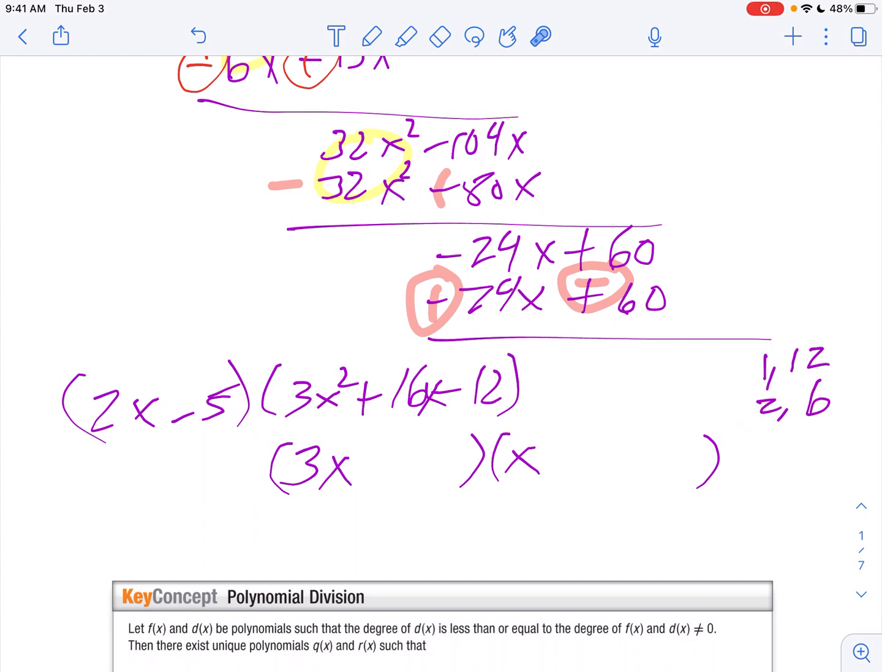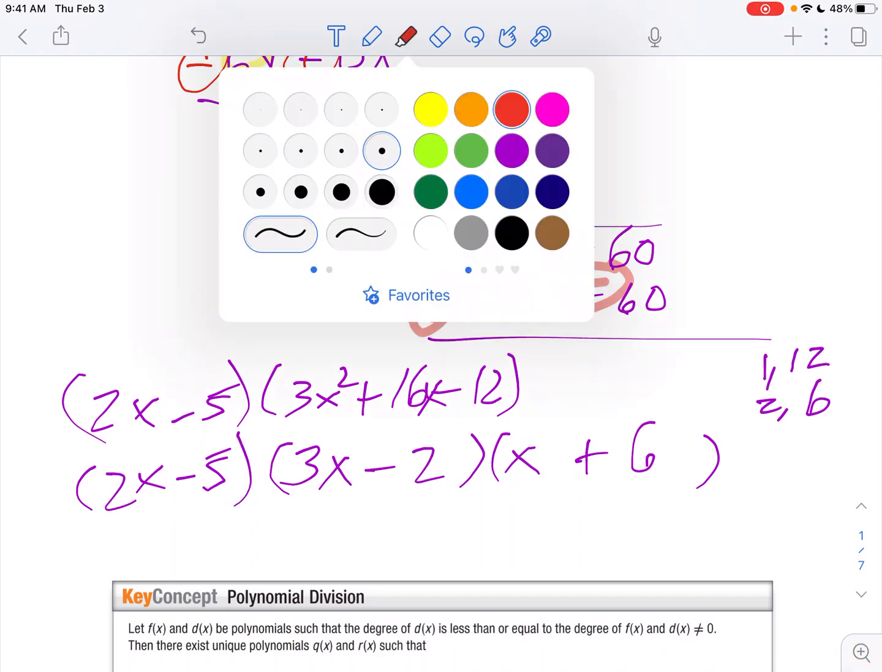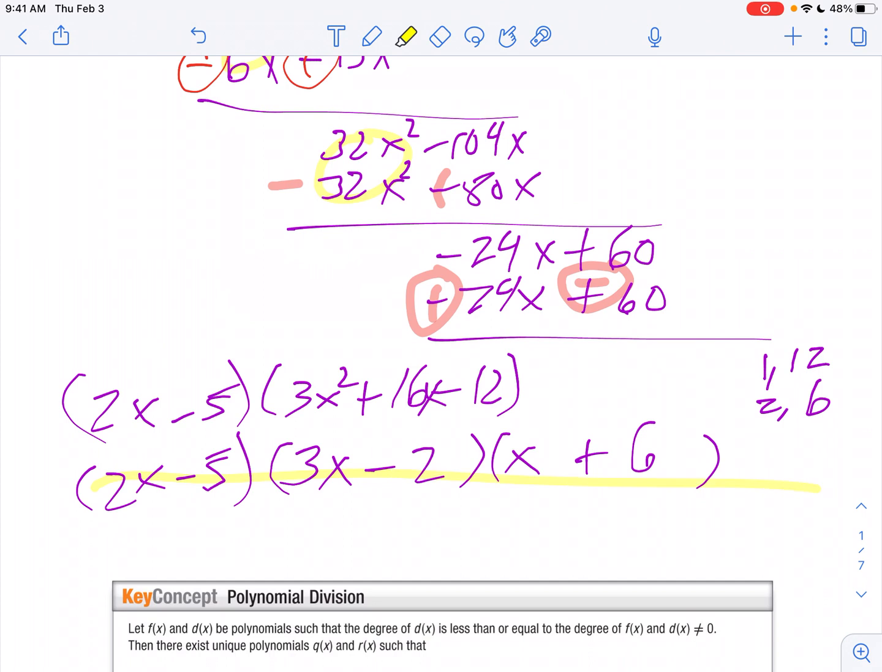So I'm going to go x plus 6 and 3x minus 2. And don't forget, my original one was 2x minus 5. And there is our polynomial completely factored. We used long division to verify that 2x minus 5 was a factor. And then I factored my quadratic once we got done to that step.